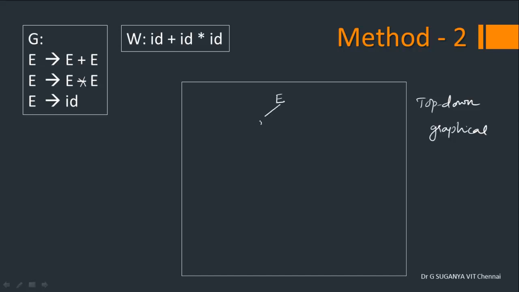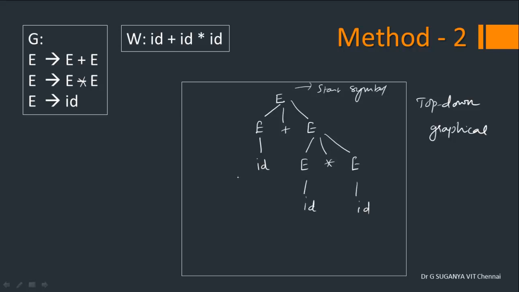Initially we can use the first production to expand E to E plus E. This is the start symbol. Again, this E can get expanded to ID using the third production in order to map ID plus. So this can get expanded to E star E using the second production. Finally, this can get expanded to ID and this could get expanded to ID.